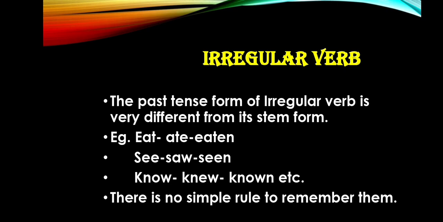And see the past participle of it. Eaten. Eat, ate, eaten. See, saw, seen. Know, knew, known, etc. There is no simple rule to remember irregular verbs.